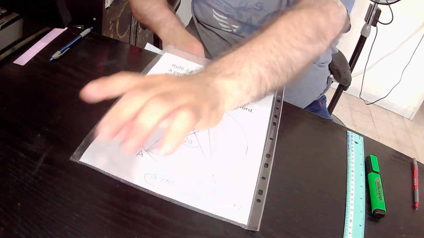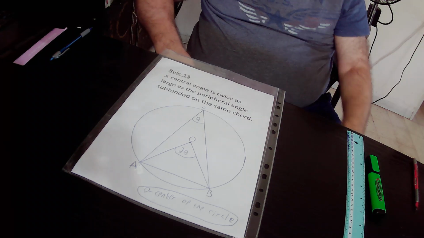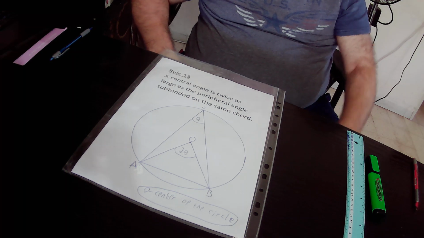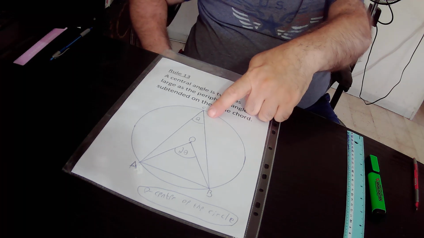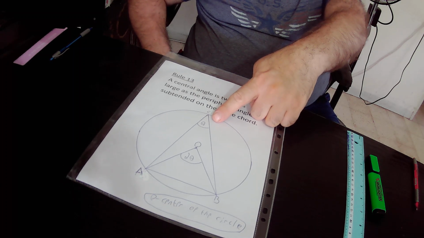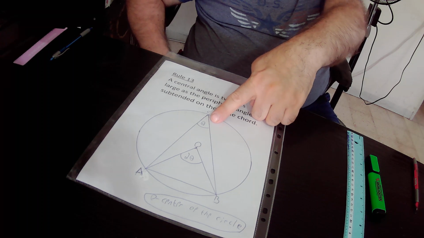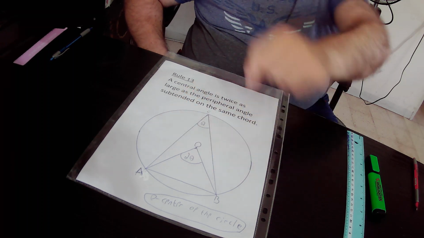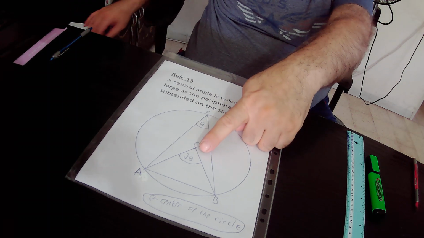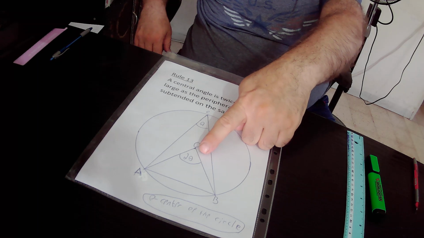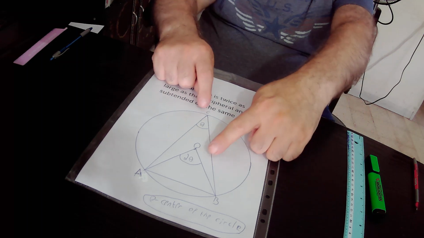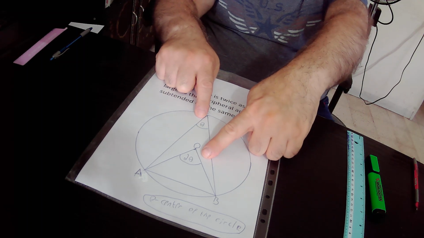According to rule 13, a center angle is twice as large as the peripheral angle subtended on the same chord. So in the drawing we have a circle, and this is peripheral angle ACB. The size of peripheral angle ACB is theta, and it is subtended on chord AB. And we also have here center angle AOB, subtended on the same chord called AB. So those two angles are both subtended on the same chord called AB.